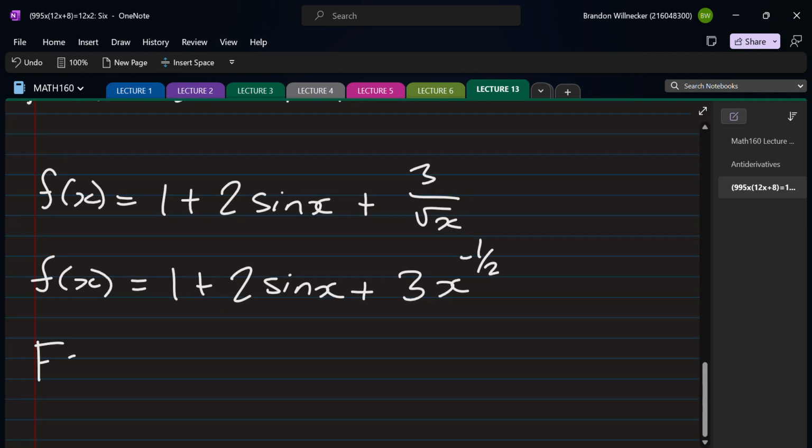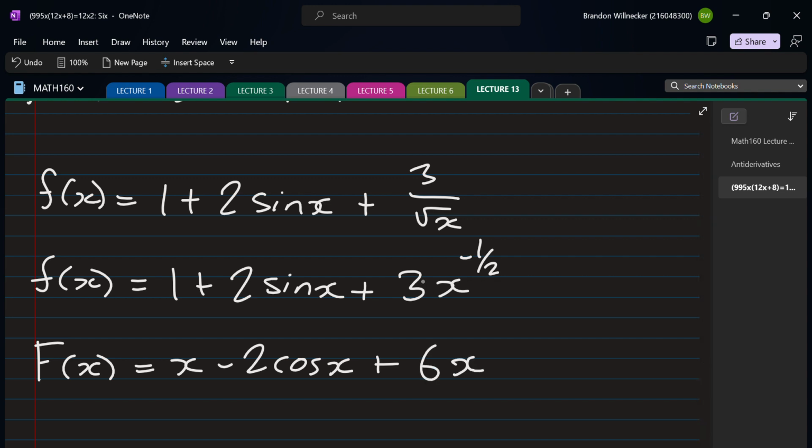So now we can find the antiderivative. So that will be x. Good, someone said that there. Next one, anyone want to say that? Minus 2 cos, good. And then here, since the exponent is minus 1/2, we're going to add 1. Think of the 1 as 2 over 2. So the new power will be 1/2. We're dividing by 1/2. That's the same thing as timesing by 2. So the 3 will become a 6 because we're timesing by 2. And that's x to the 1/2 plus c.